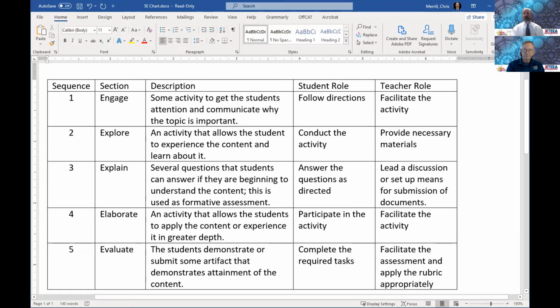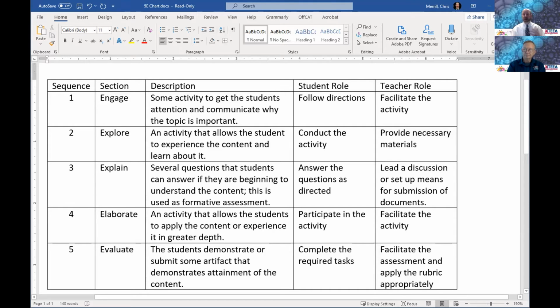In the explain, we could do one of 2 things. We can orally present questions to them. We could do a Kahoot type of activity for them, or we could give them written out questions where they would supply answers. So we could check formatively, are they learning about manufacturing the way we intended them to learn?